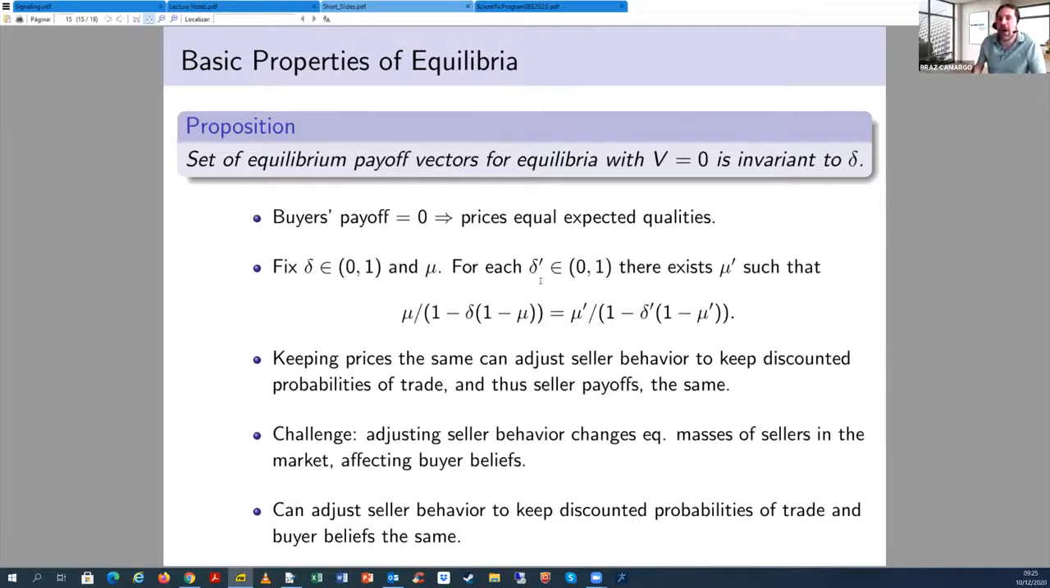And so I'm changing buyer beliefs. I'm changing how buyers update beliefs conditional on receiving a certain price offer. The main result here consists in showing that we can adjust seller behavior in such a way that we keep both the discounted probabilities of trade and the buyer beliefs the same. You have to take my word for it, but this is the content of this proposition.